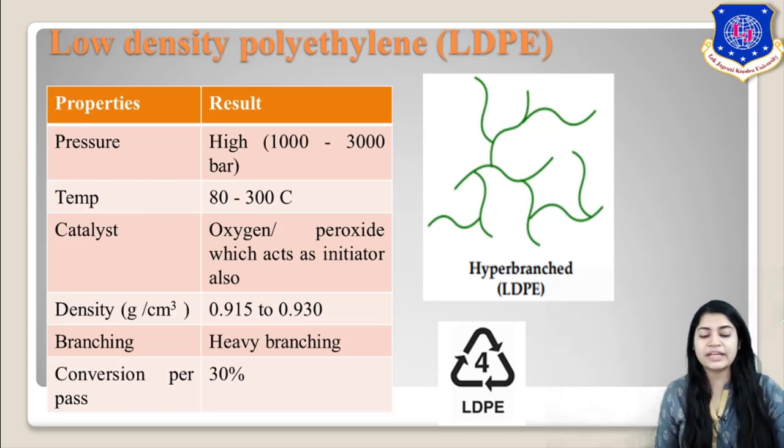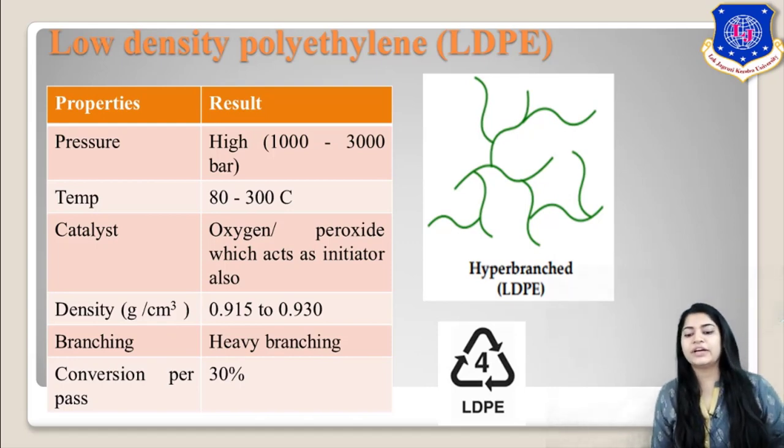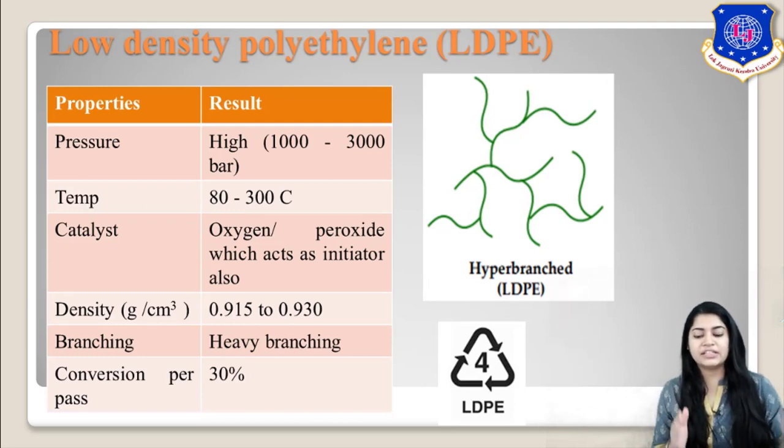The unit is gram per centimeter cube. Now, what about branching? It is a very heavy branching polymer, so in LDPE the branching is very high. Then the conversion per pass is about 30%. In a single pass only 30% conversion is there, so you have to do multiple recycling. The use of recycling is that it increases the conversion. The sign of LDPE is the number 4 that you can see.